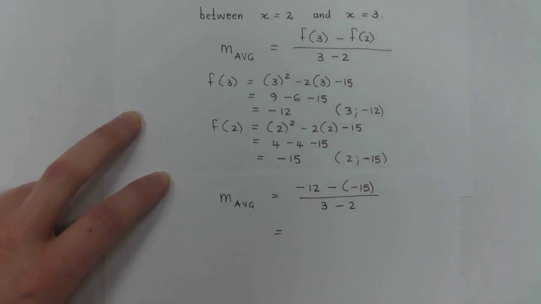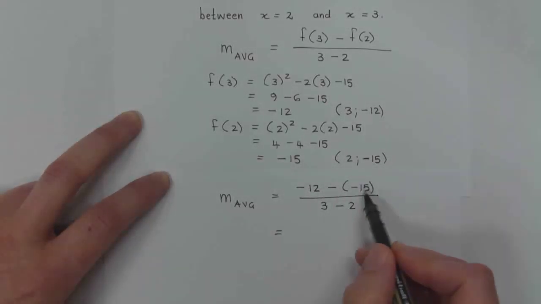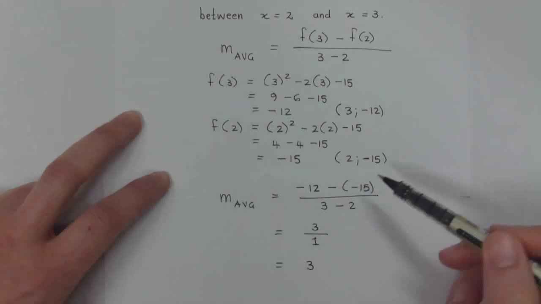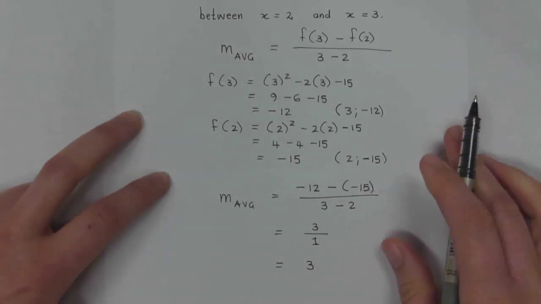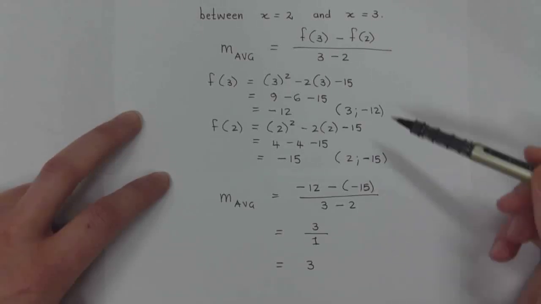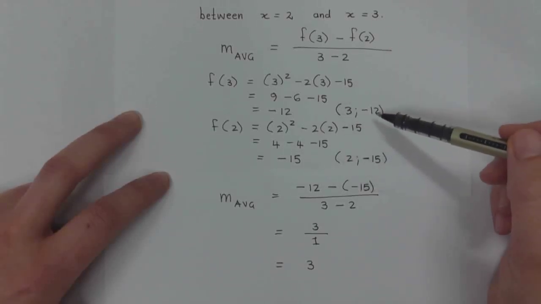Right, so simply we're going to go minus 12 plus 15 is equal to 3, and 3 minus 1 is 1, which means my average gradient between these 2 points is then equal to 3. And that's pretty much what average gradient is all about. It just involves a substitution to calculate these y coordinates.